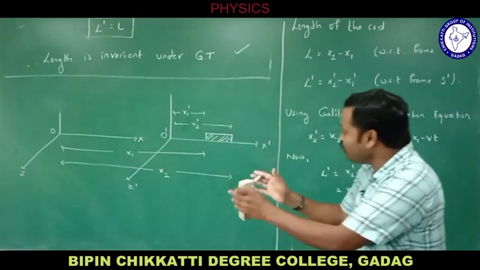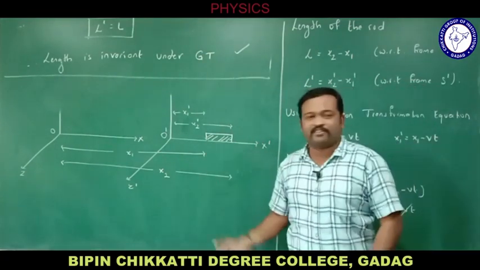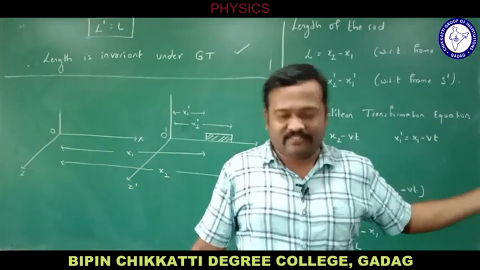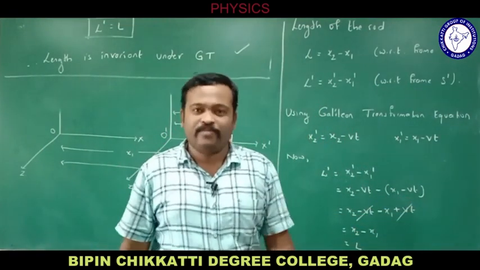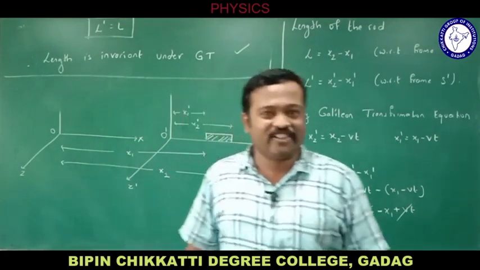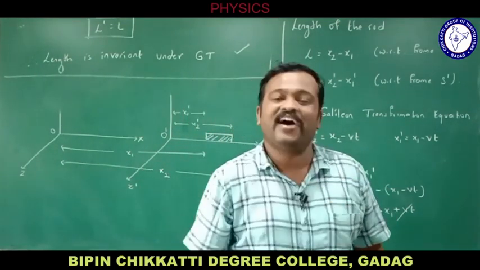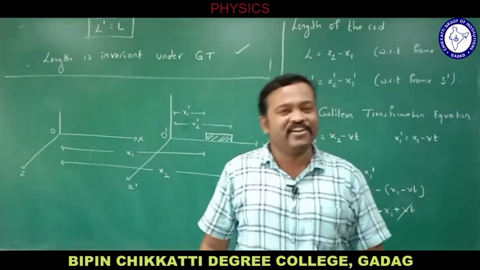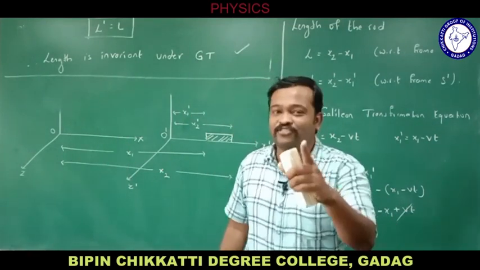I took two frames. I took the length of the rod. I observed the length of the rod from frame S and then frame S dash. I proved that L dash equals L. Thus, I concluded that length is invariant under Galilean transformation. So this is the proof that length is invariant under Galilean transformation.